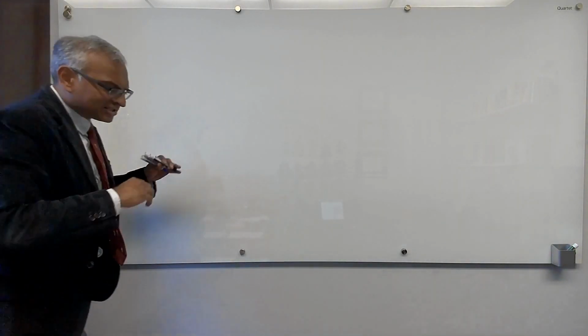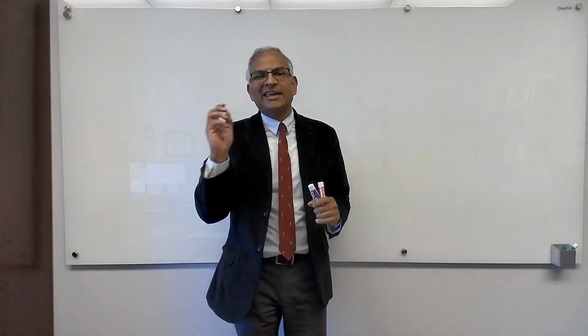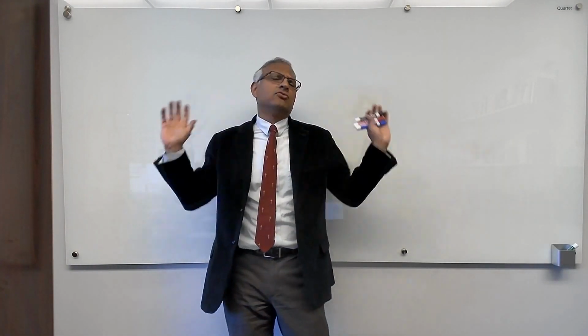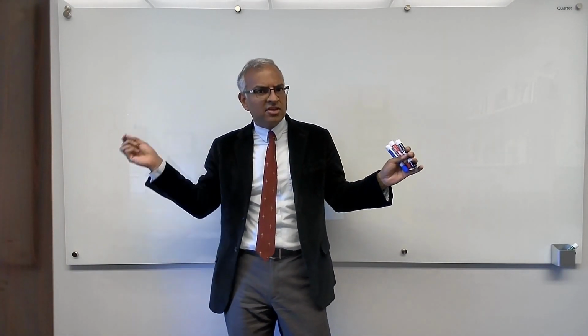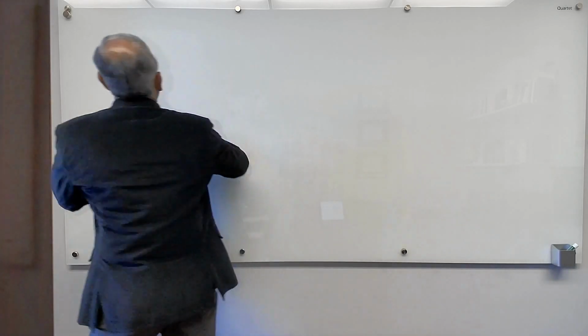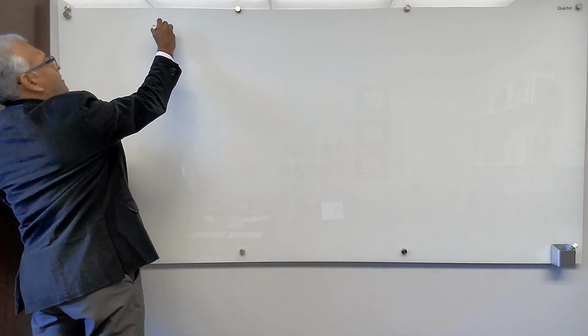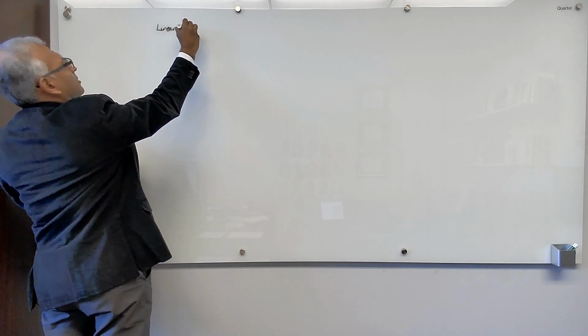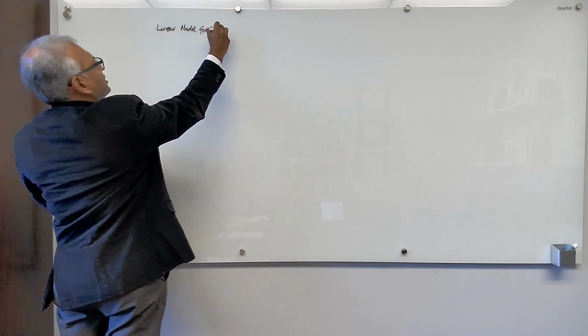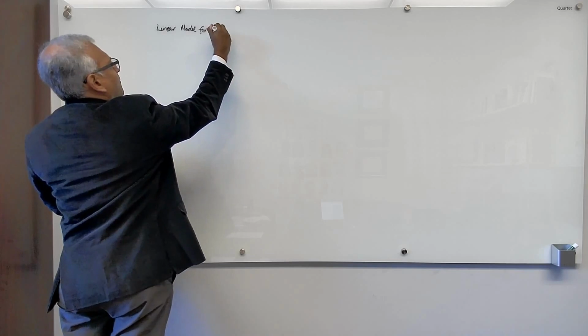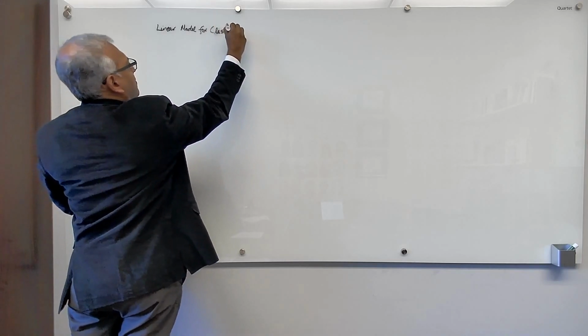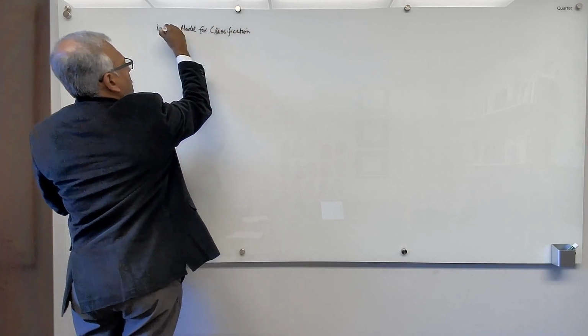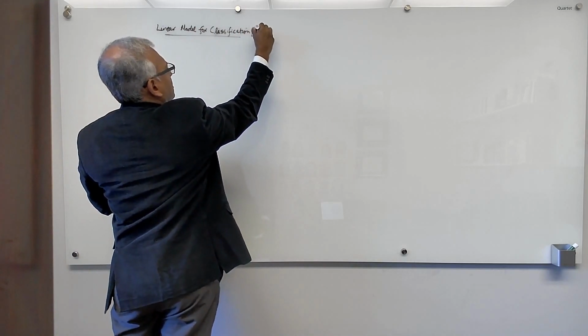Okay, so let's quickly summarize the linear model for classification, i.e. the perceptron. But now we have this beautiful theory of generalization, this VC theory, to back us up. Okay, so the linear model for classification, i.e. the perceptron.